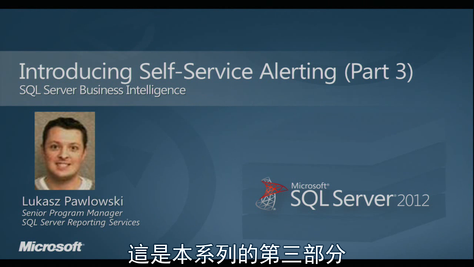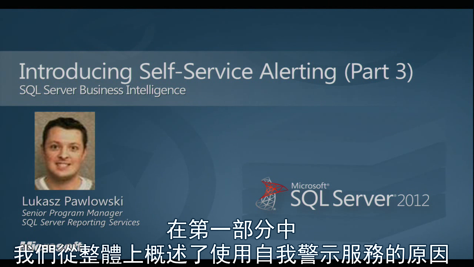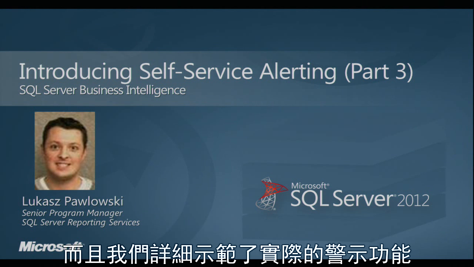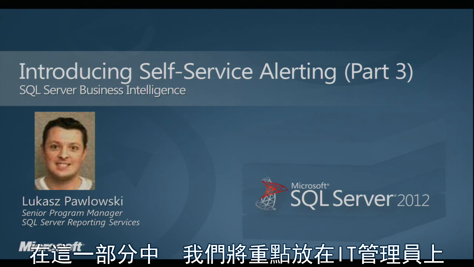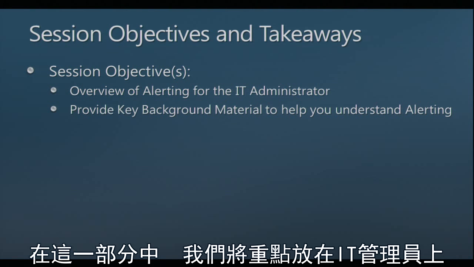This is the third of a three-part series. In the first part, we talked about the overall why you would want to use self-service alerting, and we showed a deep demo of the actual alerting capability. In the second part, we delved into the actual details, both at the feature level and also at the architecture level. In this part, we're going to be focusing a little bit more on the IT administrator, what self-service alerting means to the IT administrator.